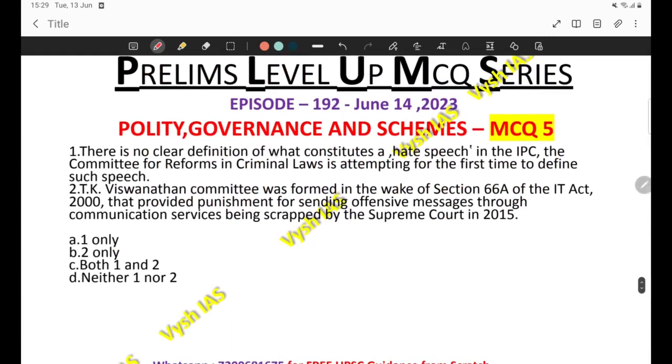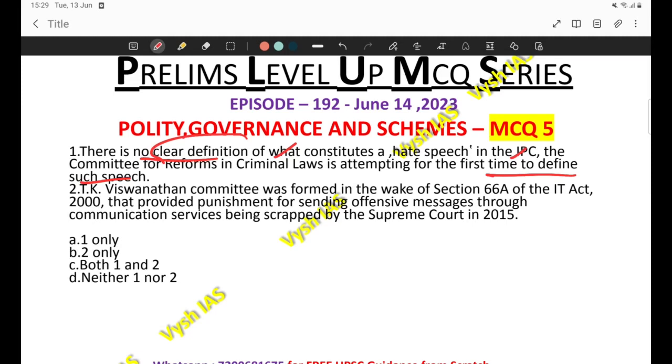There is no clear definition of what constitutes hate speech in the IPC. The committee for reforms in criminal laws is attempting for the first time to define such speech. Yes, there is no clear definition. In most cases, a constitution or any other machinery won't give a clear definition of what something is. So even if the constitution or something else gives a clear definition, that fact you have to keep in memory.